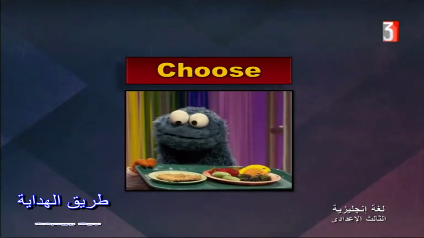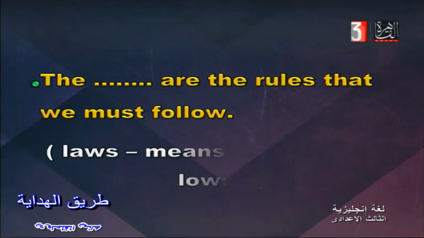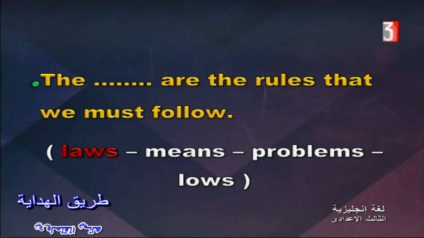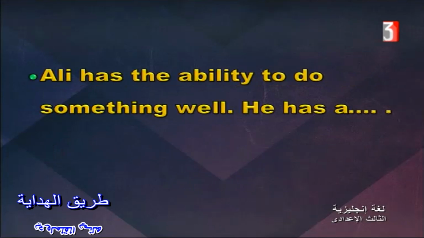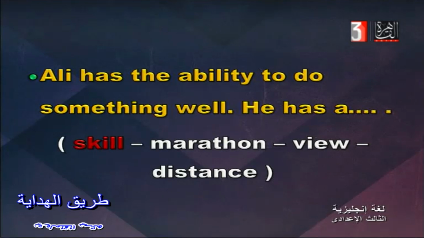So let's continue. We have here some sample questions in order to examine our understanding of the vocabulary. We have the rules that we must follow. So we have laws, means, problems, and laws. Of course, it's laws, yes, laws معناها قوانين. Another question. Ali has the ability to do something well. He has a skill, marathon, view, or distance. Of course, he has skill. Excellent. Skill, مهارة.